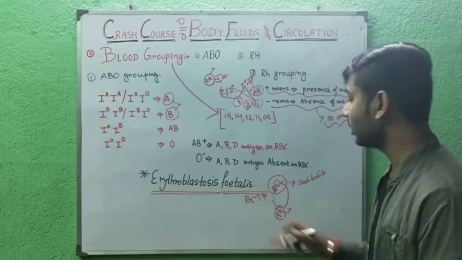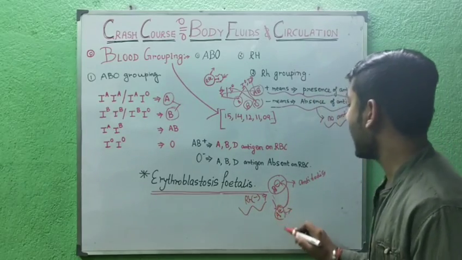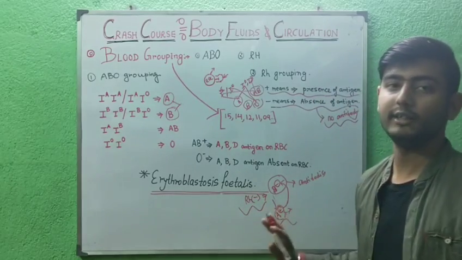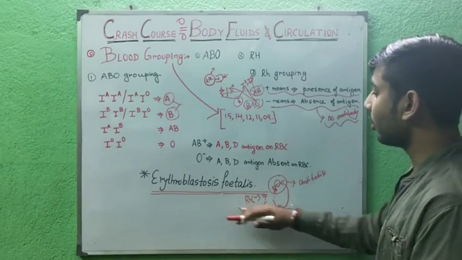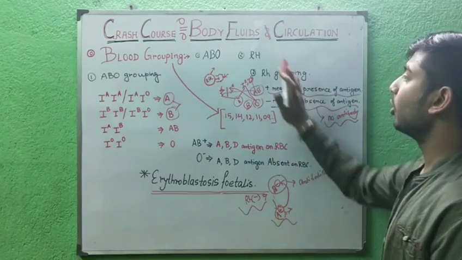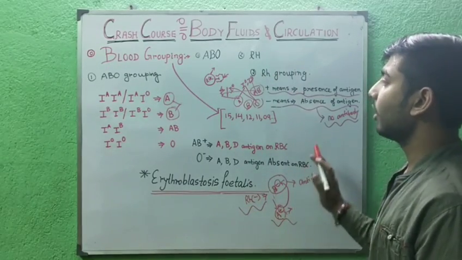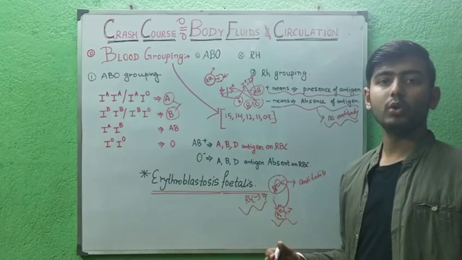Basically, we have to know that an Rh negative mother and an Rh positive child will cause erythroblastosis fetalis. That's it. I hope this blood grouping is clear. Now on the next board, we will go to clotting of blood.